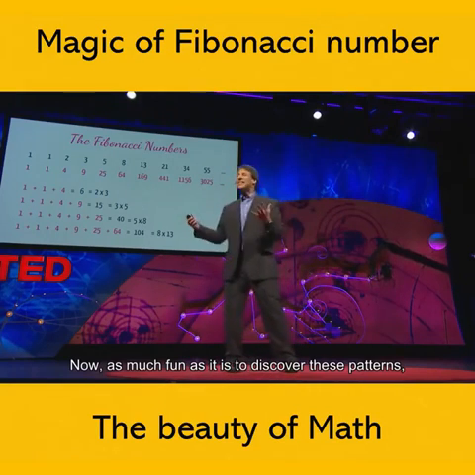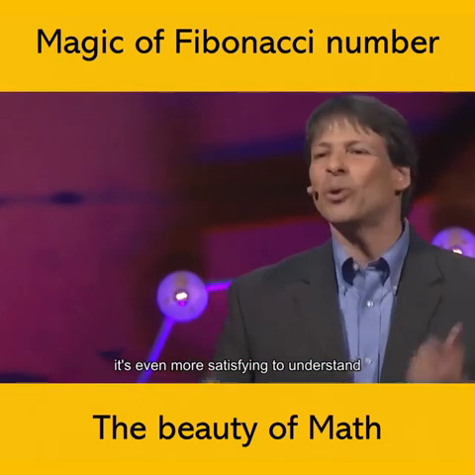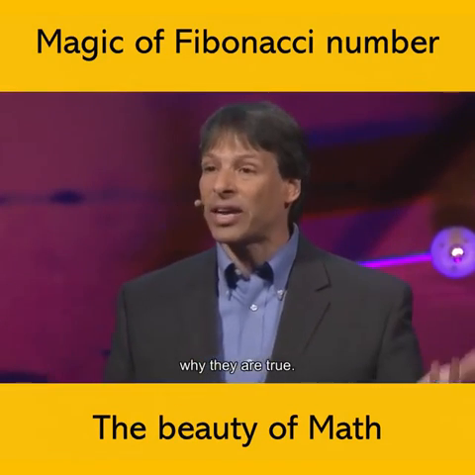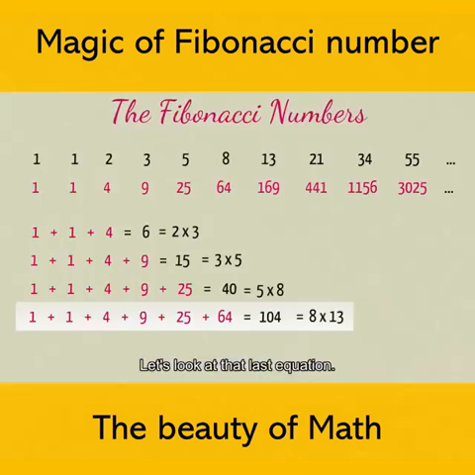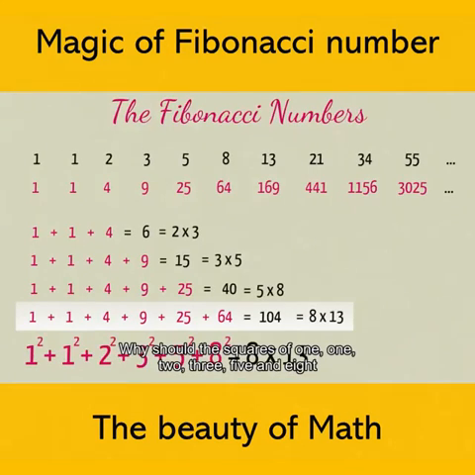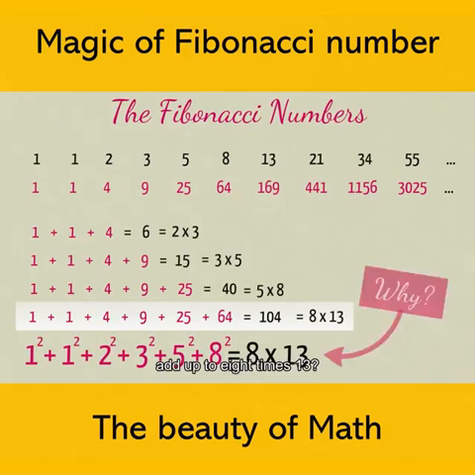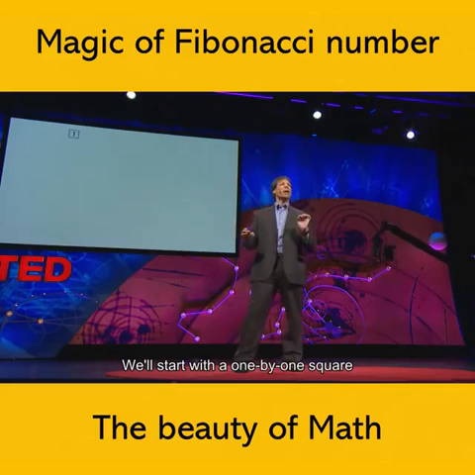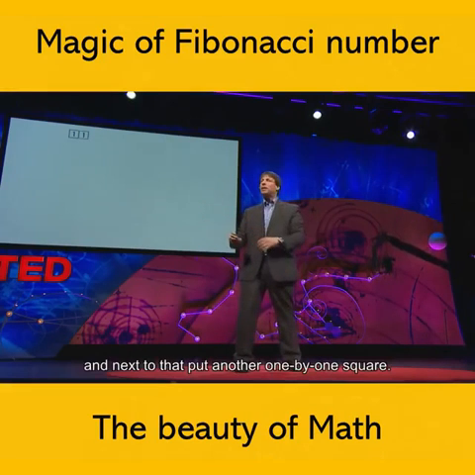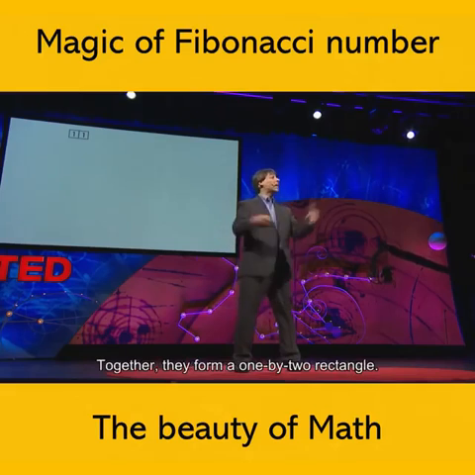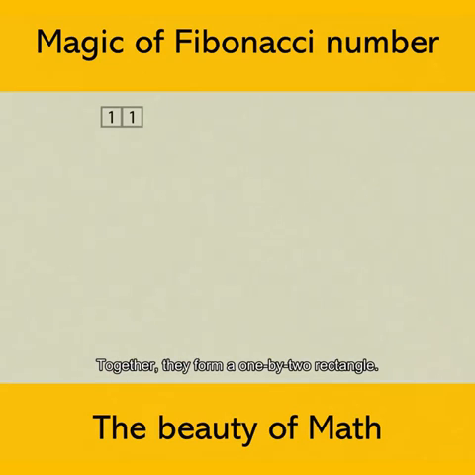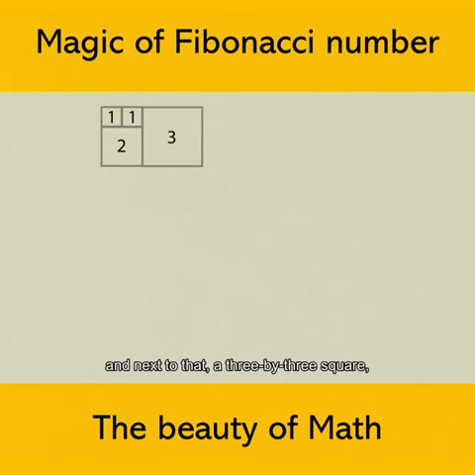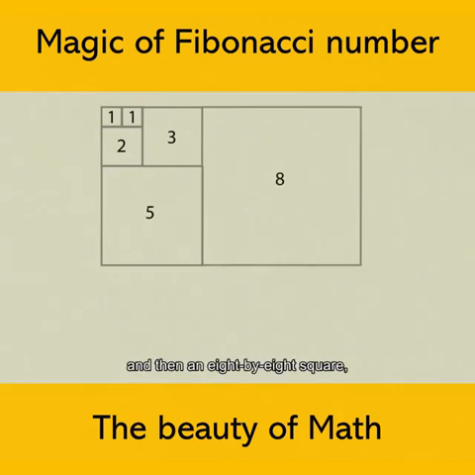Now, as much fun as it is to discover these patterns, it's even more satisfying to understand why they are true. Let's look at that last equation. Why should the squares of 1, 1, 2, 3, 5, and 8 add up to 8 times 13? I'll show you by drawing a simple picture. All right, we'll start with a 1 by 1 square, and next to that put another 1 by 1 square. Together they form a 1 by 2 rectangle. Beneath that, I'll put a 2 by 2 square, and next to that, a 3 by 3 square. Beneath that, a 5 by 5 square, and then an 8 by 8 square, creating one giant rectangle, right?